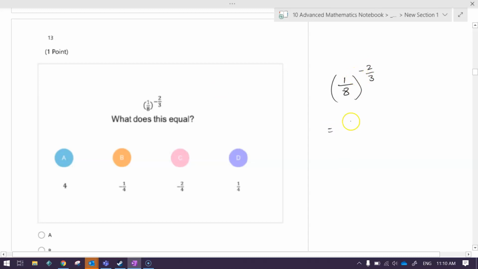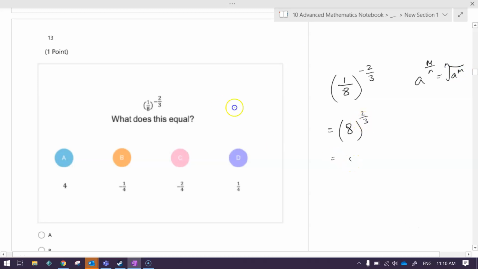So what I can do is actually rewrite this, write the reciprocal of that fraction, 8 over 1, which of course I'm just going to write as 8. And now I've just got 8 to the power of 2/3. It's made my life a little bit easier. When I'm dealing with fractional indices, remember a to the power of m over n is the nth root of a to the power of m. That's my rule. Often I'll find it easier to do the root first.